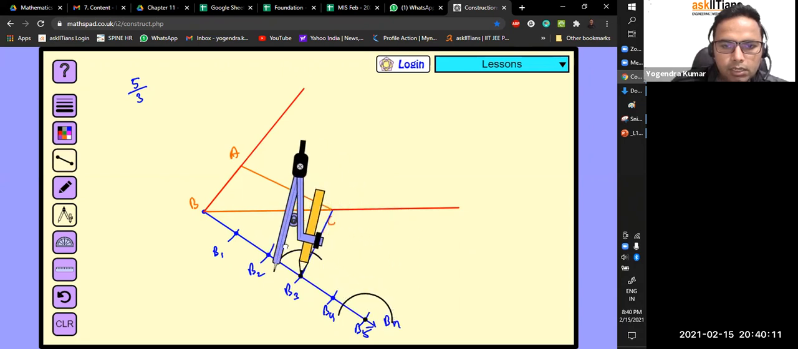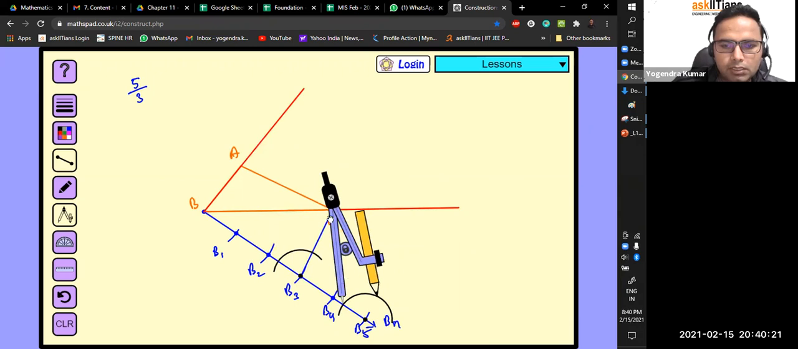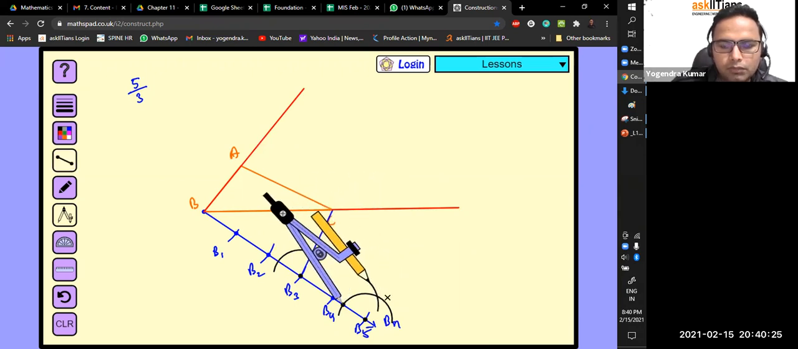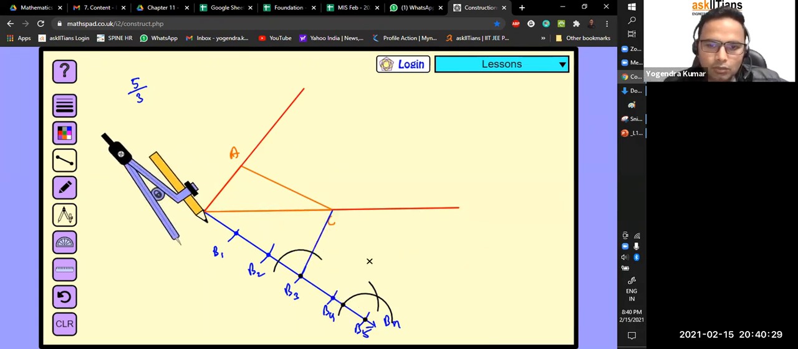Now I want to measure how much is this. Now you need to open it and take this length, and you need to cut the same from here. Understand this step because it might be confusing for you, right? This is where many students ask doubts. So I hope you got it right.